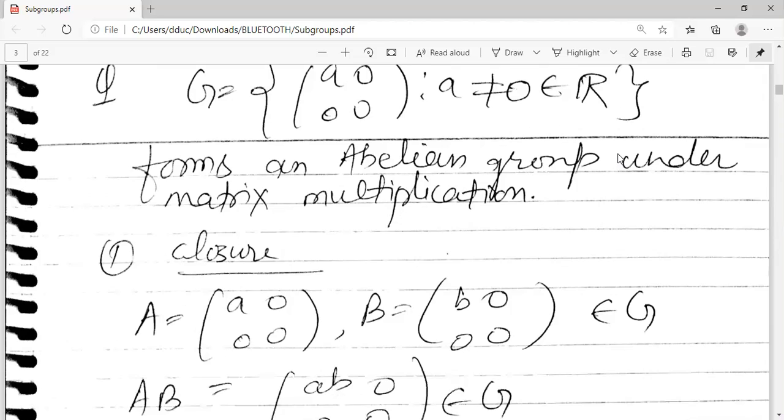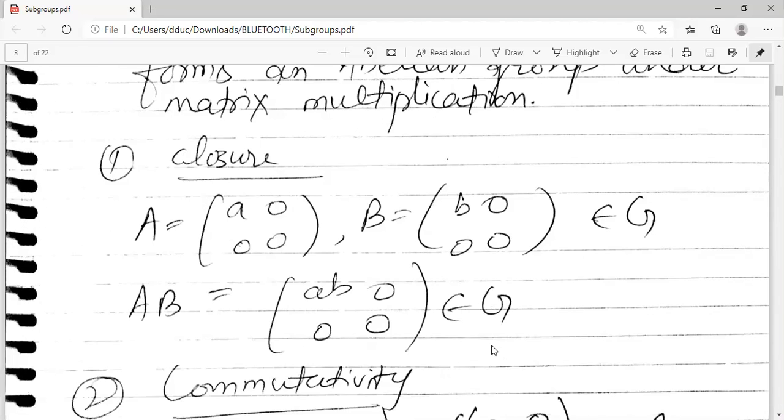First, let's check the closure property. We have to take any two elements from G. Let us suppose that A is the element (a 0; 0 0), and B is the element (b 0; 0 0), where a and b are non-zero real numbers. So these two are elements from G. Then let us check A into B. By matrix multiplication, this will be (ab 0; 0 0). If a and b are non-zero real numbers, then a into b will also be a non-zero real number.